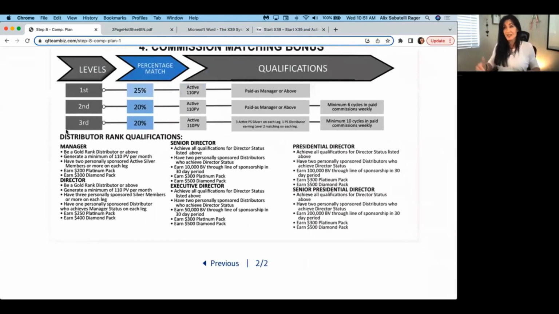Now, if they cycle, let's say they go gangbusters and they cycle 50 times, right? That's 50 times 50, and then you're earning 25% of that. That's your first level cycle match. That's huge, absolutely huge. Okay, now again, you have to be active with 110 PV. You have to be paid as a manager or above. That's why that is our gold standard.